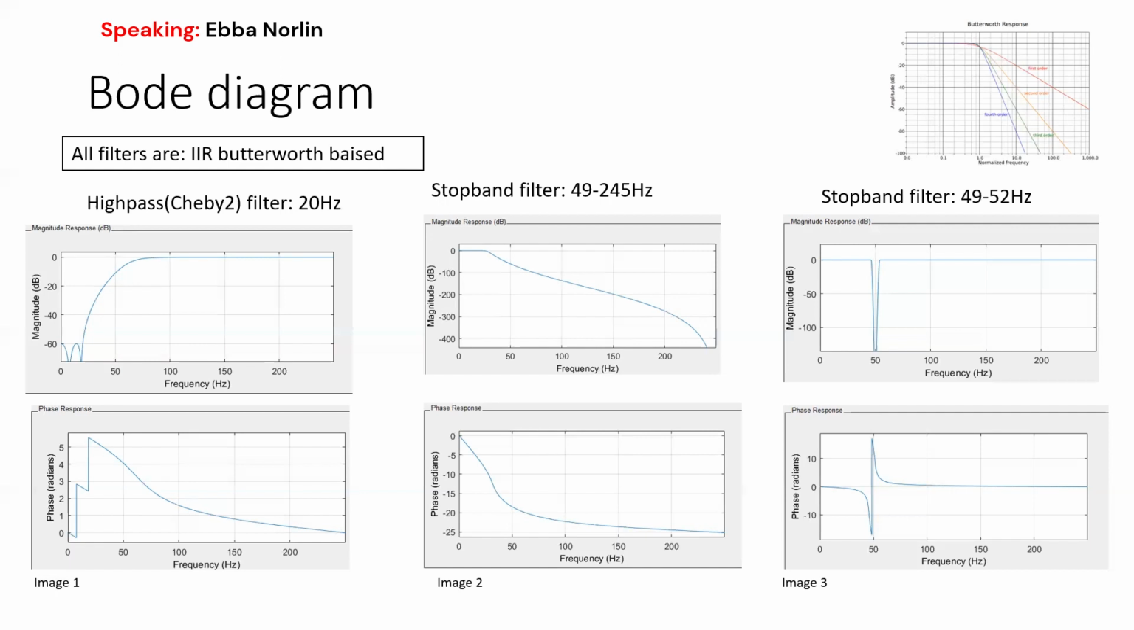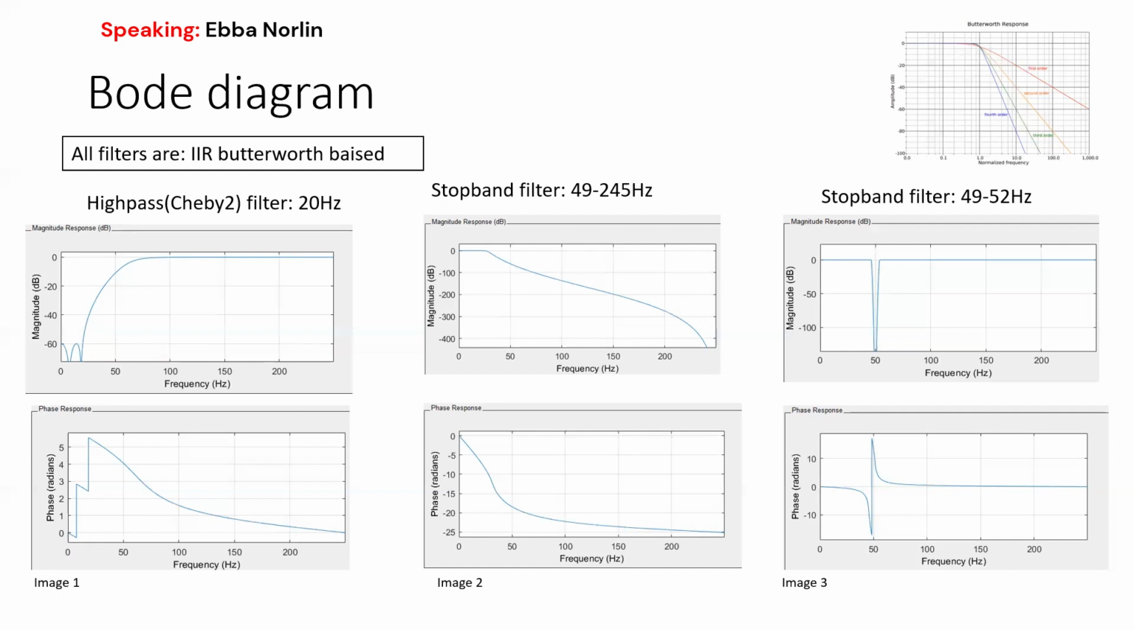So the high pass is to take away all the lower frequencies on the smaller wave. Stop band filter is to take away all the higher frequencies instead. That makes it also very stoppy.